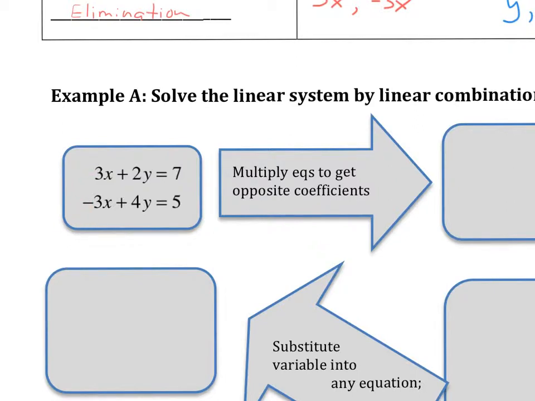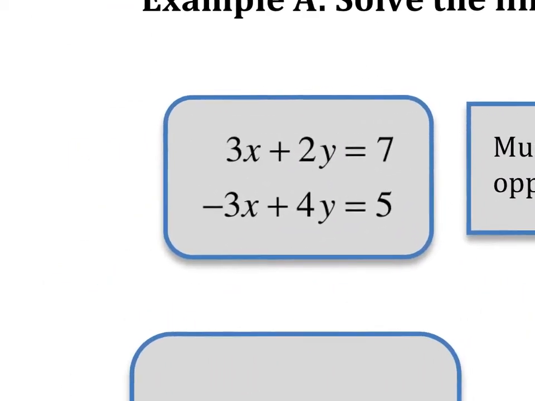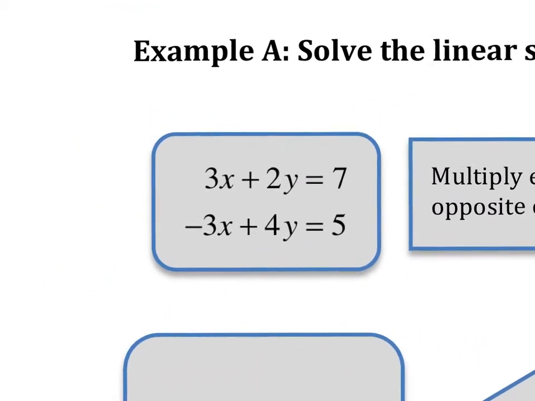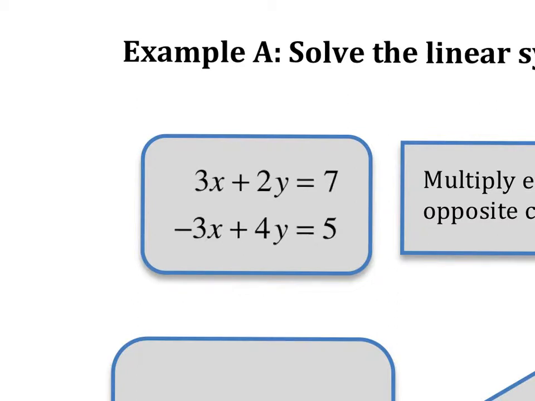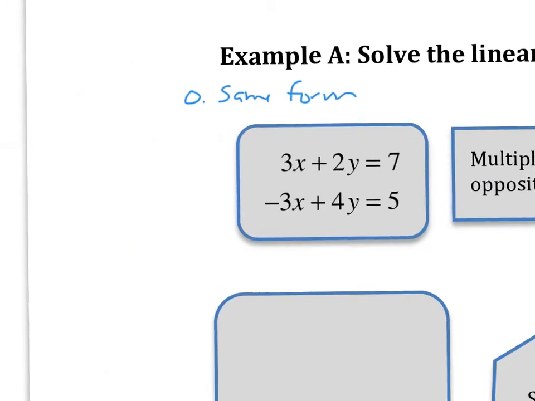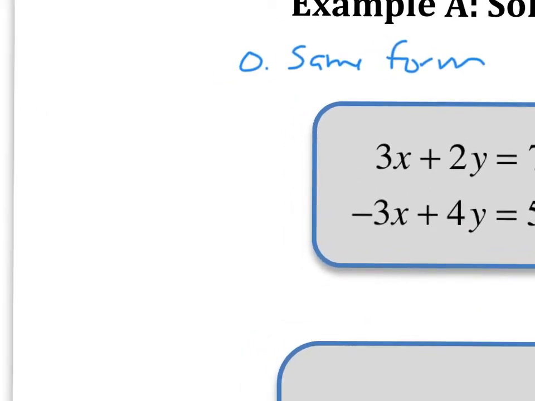So here's my system. Notice that the forms are the same. So we might actually want to put a step 0 on this. A step 0, we need to make sure that these are in the same form. Now, it never actually matters what form they're in, as long as they're the same. The key is we just need to line them up and subtract them.